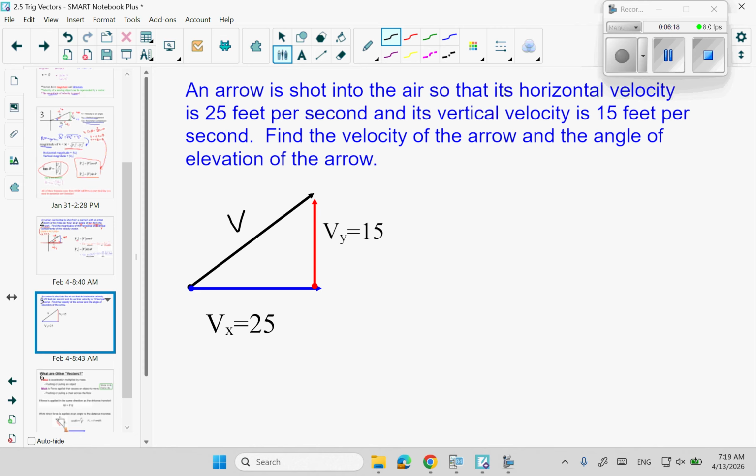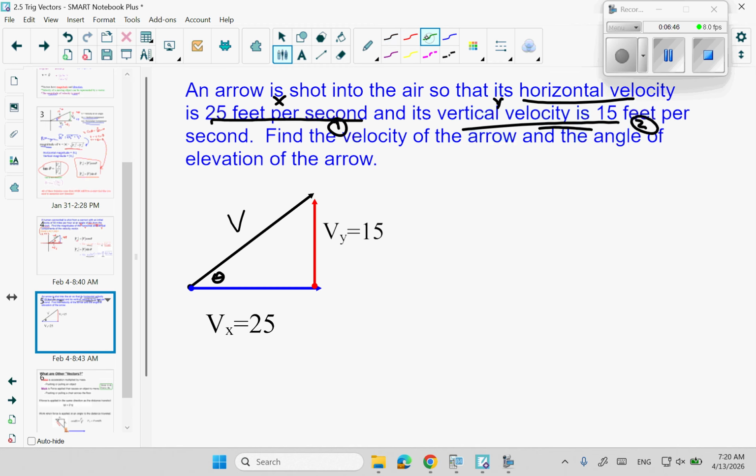An arrow is shot into the air, so its horizontal velocity is 25 feet per second, so that's our x, and its vertical velocity is 15, so that's going to be our y. Find the velocity of the arrow, and the angle of elevation of the arrow. Remember, angle of elevation means to go up from the horizontal, so it's going to be that angle right there.